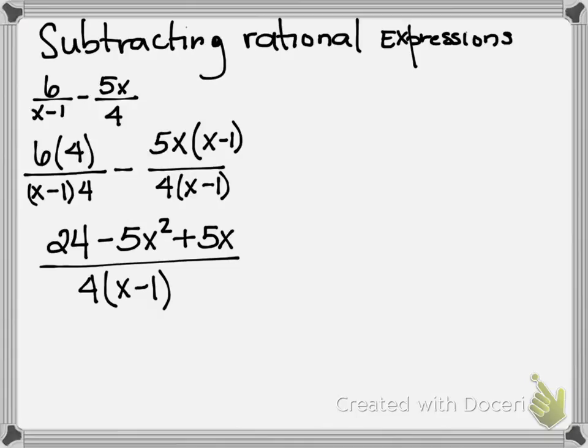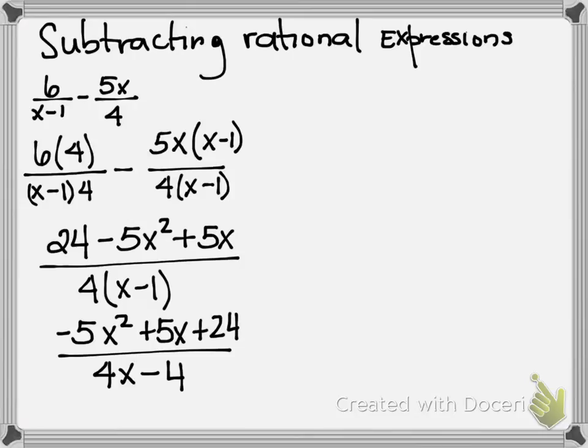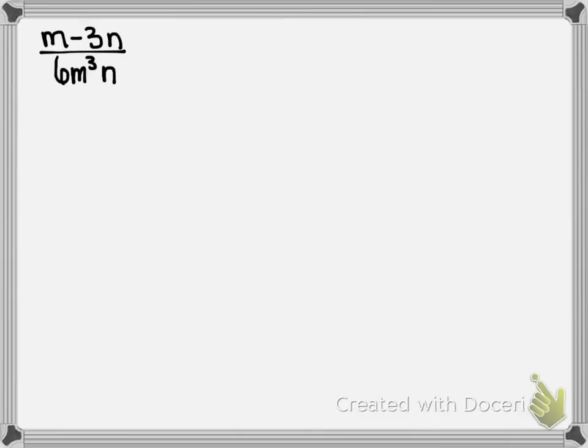So, ladies and gentlemen, I can distribute the denominator at this point and add like terms if there are any. In this case, there aren't any like terms. What I do is just arrange it in standard form for the numerator. As a result, -5x squared plus 5x plus 24 over the expression 4x minus 4. And that is it, ladies and gentlemen. That is it. Now, let us look at another.